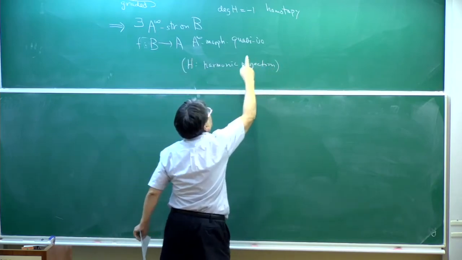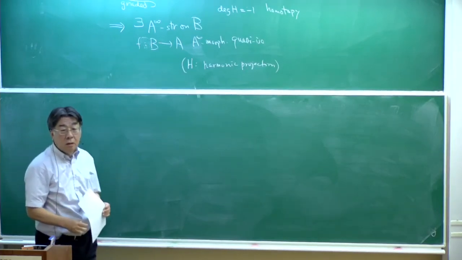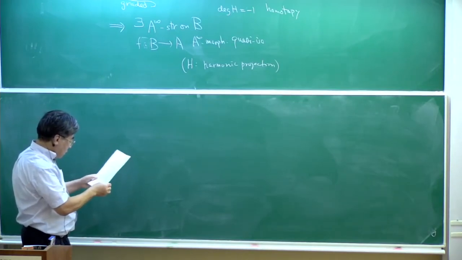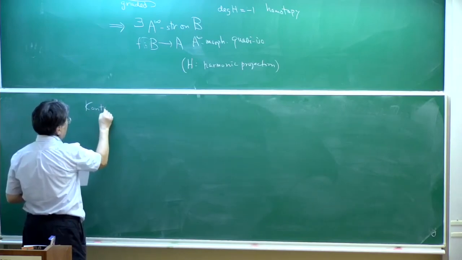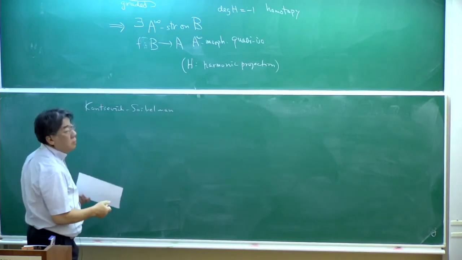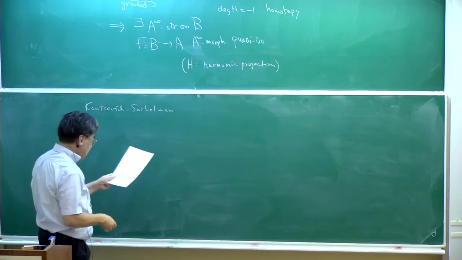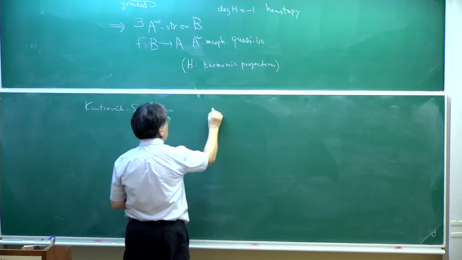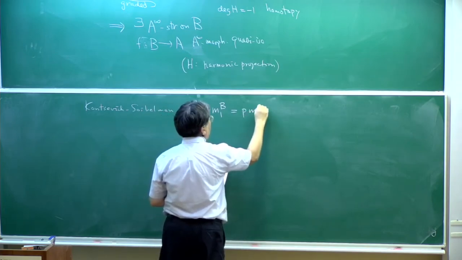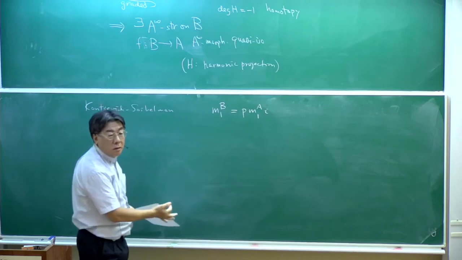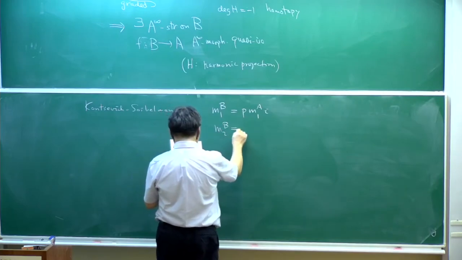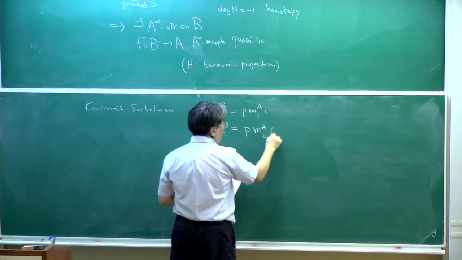Maybe this kind of homotopy operator always exists without any analytic structure. Under this assumption, due to Kontsevich and Soibelman, this A infinity structure is more explicitly written. The A infinity structure of B is just P of m1 A I, which is just the restriction of the differential. And m2 B is also a restriction: P m2 (A I times I).